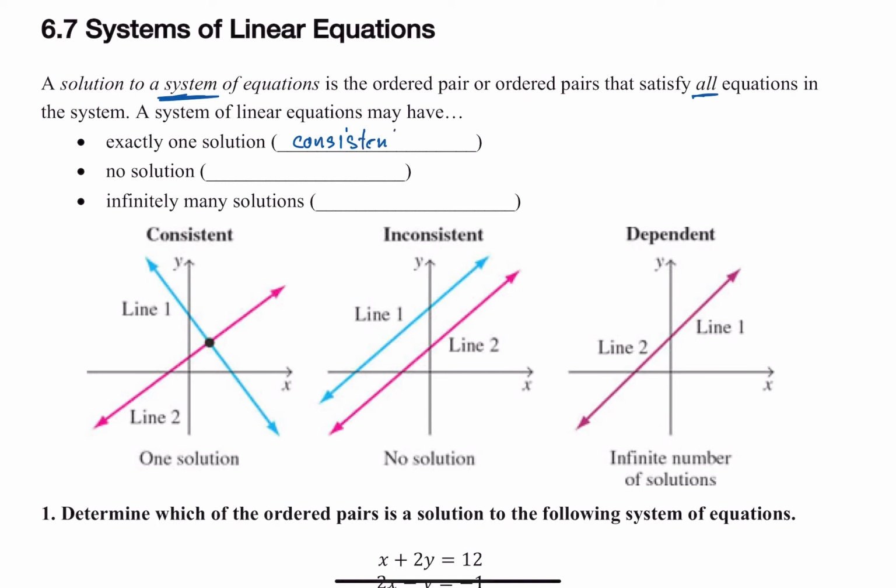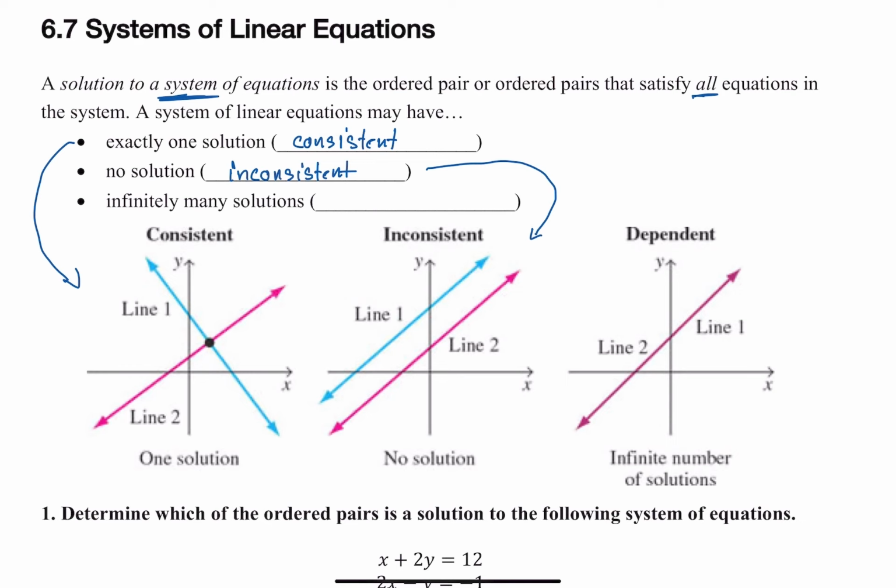So that is this first scenario right there. The solution is going to be where the 2 lines intersect. There is the second scenario where there's no solution, and that is when we would say the system is inconsistent. And that's what we're looking at in this second case.